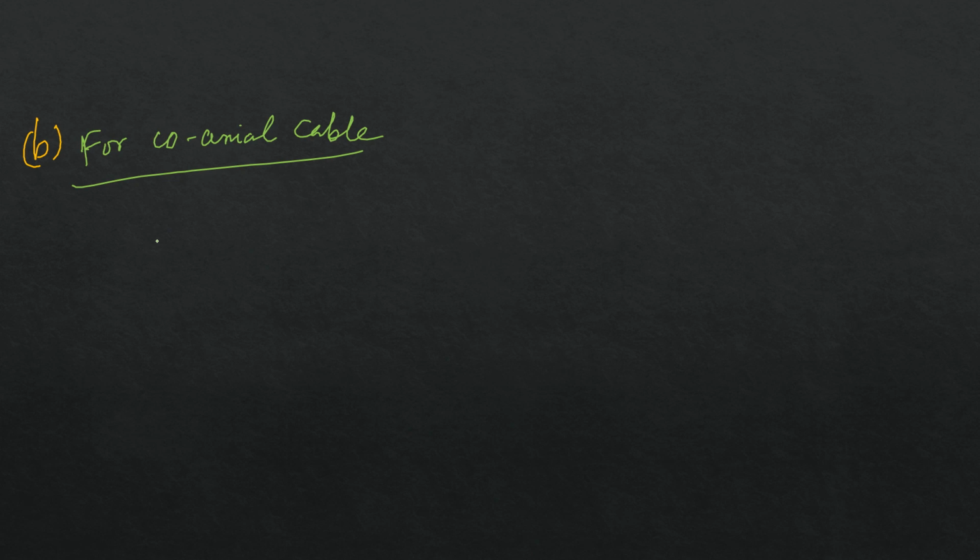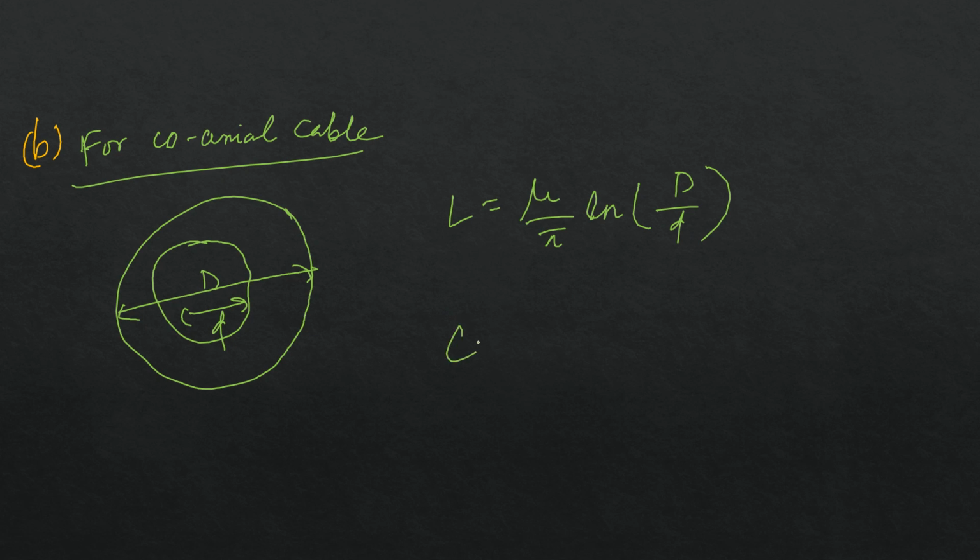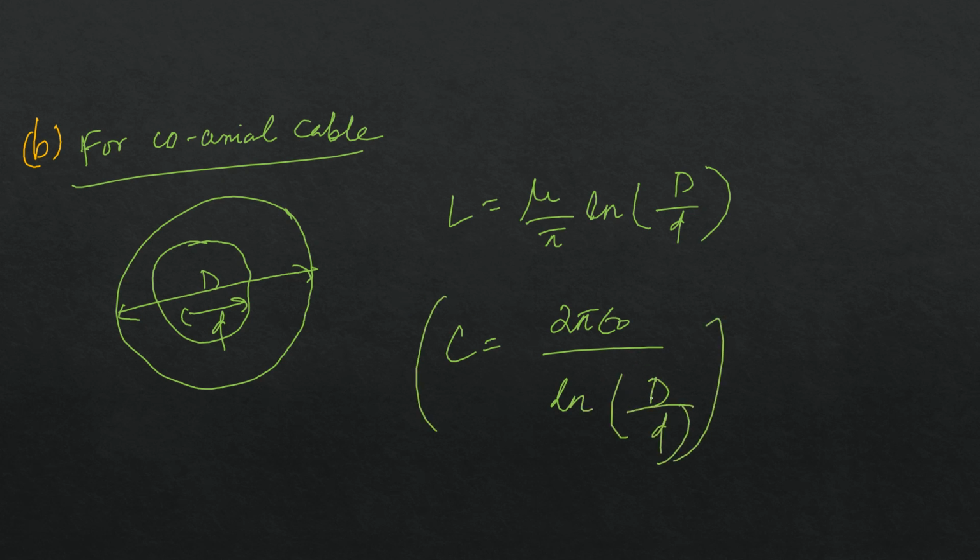For coaxial cable, coaxial means same axis. So this is one, you know, this will be circles. This is your D, and this one is your small d. So here inductance per unit length is mu by 2 pi ln D by d. So capacitance will be 2 pi epsilon naught by ln D by d. You have to remember all this.